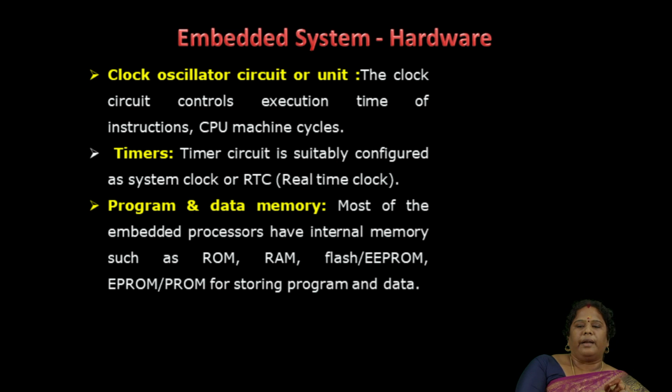And then the next component, program and data memory. A computer system must have a memory for storing the programs and data. That memory should be internal memory, and may not use external memory for the embedded system. The internal memories used by embedded systems are RAM, ROM, flash memory, EEPROM, that is electrically erasable programmable read-only memory, EPROM, erasable programmable read-only memory, and PROM, programmable read-only memory, for storing programs and data.